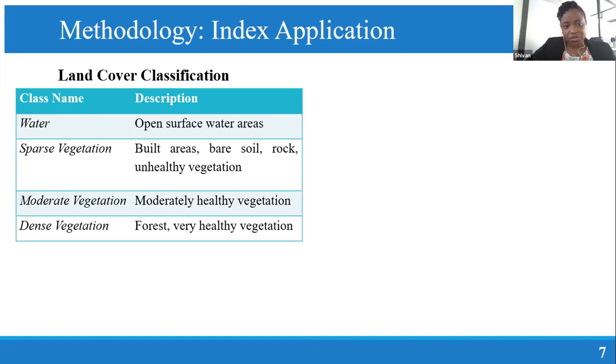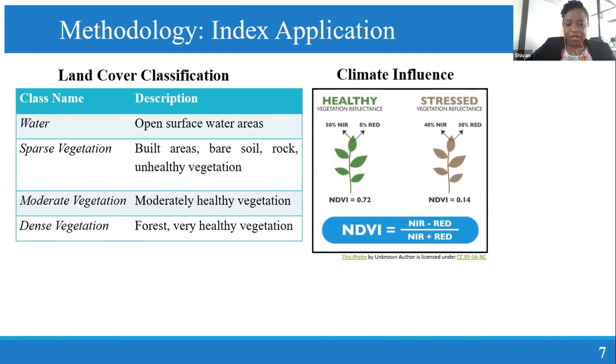very healthy vegetation. Indices, because they peak on the near infrared, which is reflected by green plants, are actually affected by climate. And as you can see, a healthy plant reflects a lot of near infrared and very little red light, while an unhealthy plant reflects less near infrared light and more red light, and this causes a variation in the index values that are registered.